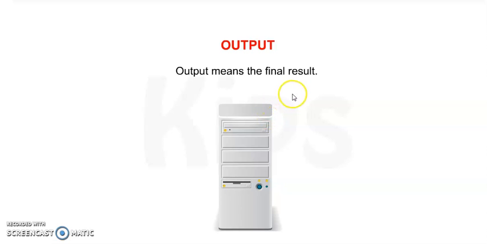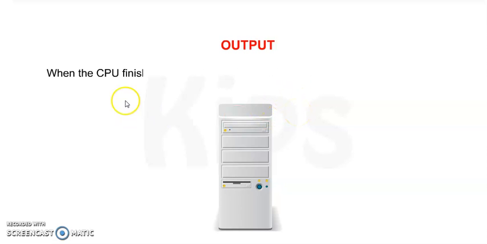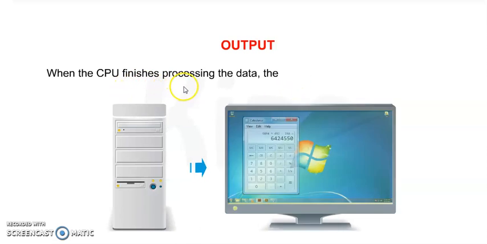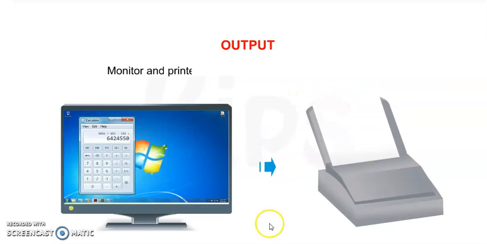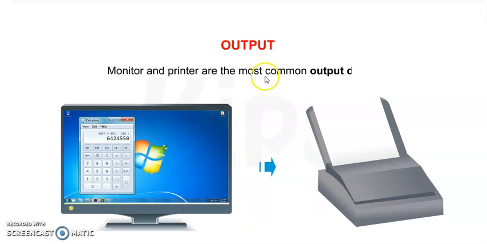Now next, output. Output means the final result. Okay, when the CPU finishes processing the data, the output is displayed on the monitor. Output unit is the monitor, and it can be a printer also. Monitor will show all the data on the screen, and printer will show all the data on paper. We can print our output. Monitor and printer are the most common output devices.